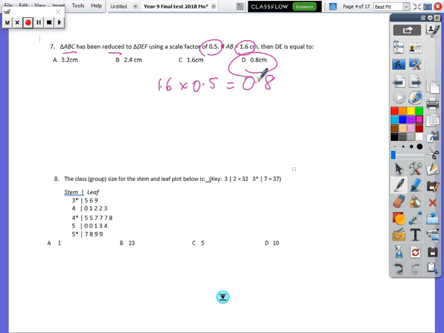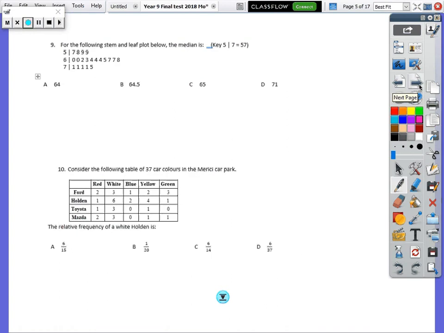Okay, so here, the class group size, so how big are the groups? From 35 to 40, 40 to 45, the groups are in groups of 5. Okay, what are we trying to find? The median. Okay, so we've got 1, 2, 3, up to 20. So there's 20 scores. So the middle is 10 and 11. It's those two numbers. So it's 64.